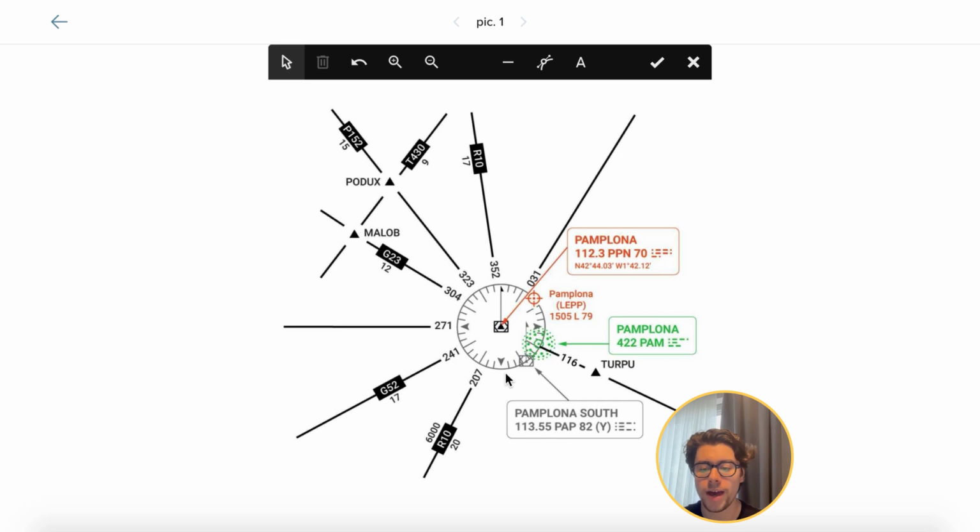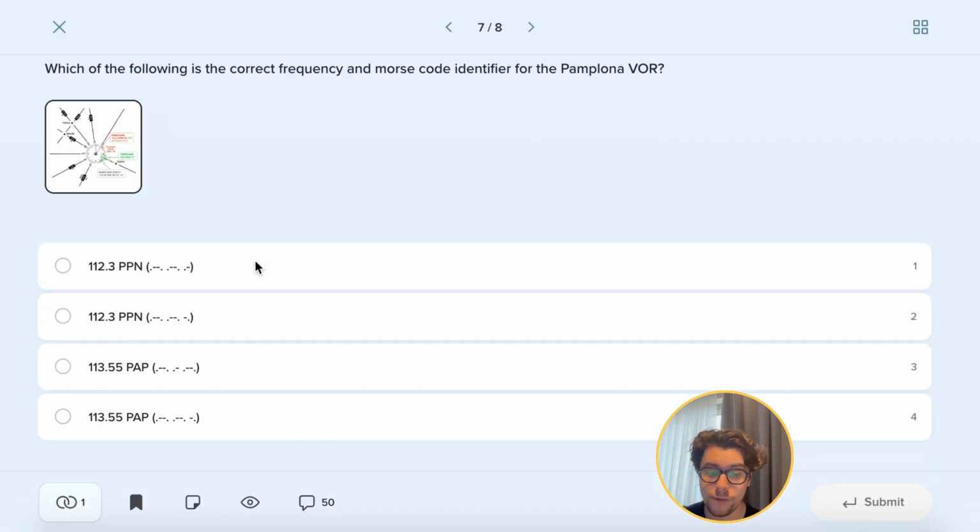And then we have also a second VOR here. So at the bottom, Pamplona South VOR, which can be easily confused with the Pamplona VOR in orange, which is what we're looking for, Papa November, with frequency 112.3. And sometimes you'll see a small d next to these. In Jeppesen charts, the small d will refer to the DME, which is paired together with the VOR. However, in this case, 112.3 and the Morse code with the dot at the end, meaning this answer will be the correct one.